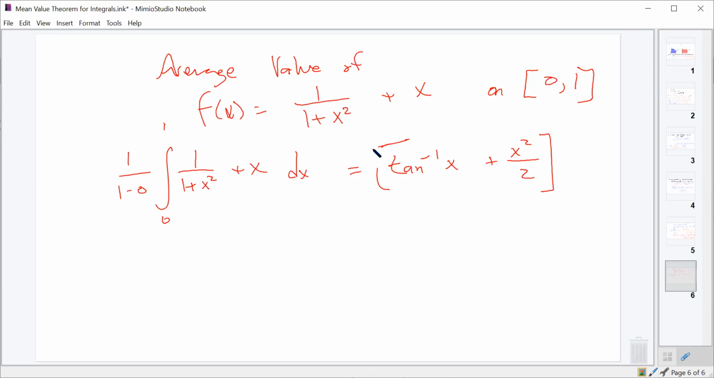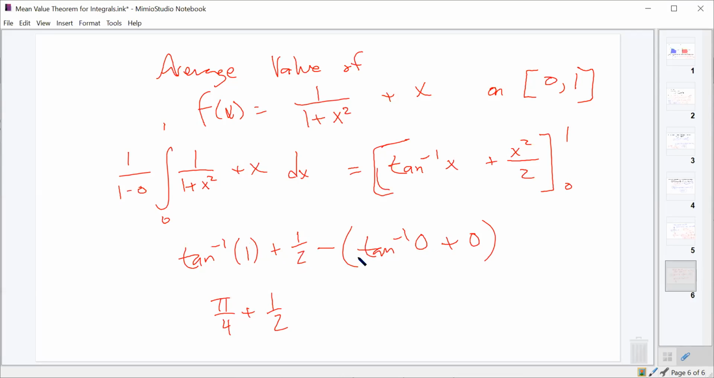And so all we need to do is evaluate that from 0 to 1. So this is inverse tangent of 1 plus 1/2 minus inverse tangent of 0 plus 0. And what's the inverse tangent of 1? Pi over 4. Pi over 4 and plus 1/2. And what's the inverse tangent of 0? 0. Plus 0 is still 0. So we just get pi over 4 plus 1/2. Good or no? Do we have any questions or issues with that one?